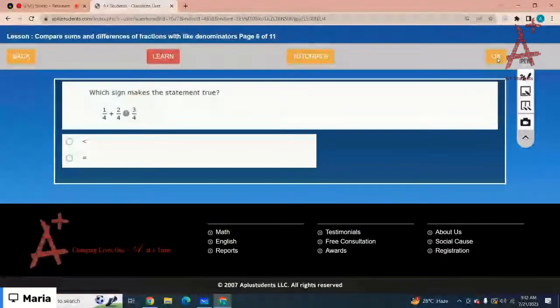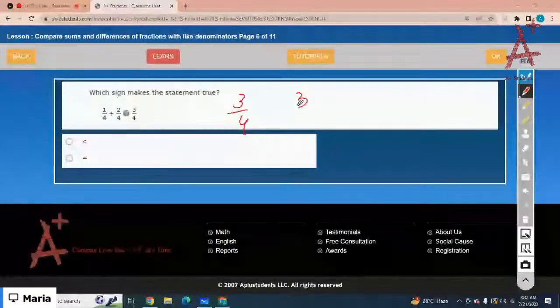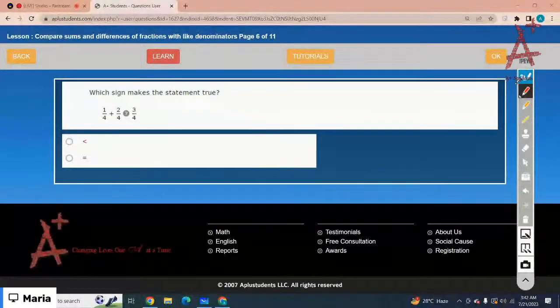Okay, which sign makes the statement true? 1 over 4 plus 2 over 4, and you have to compare it to 3 over 4. So 1 plus 2 makes 3 over 4 and 3 over 4. So they both are exactly equal. So the correct option is equal.